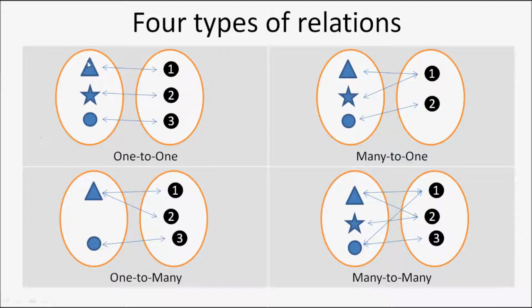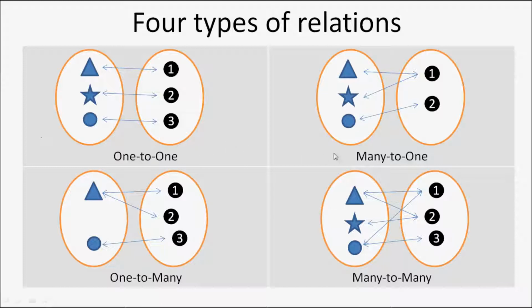So for example, the triangle is connected only and only to 1. The star is connected only and only to 2. And the circle is connected only and only to 3. And you have the same thing from the other side. So any object in the range is connected to one and only one object in the domain. So 1 is connected only to triangle, 2 is connected only to star, and 3 is connected only to circle. So this is a one-to-one relation.